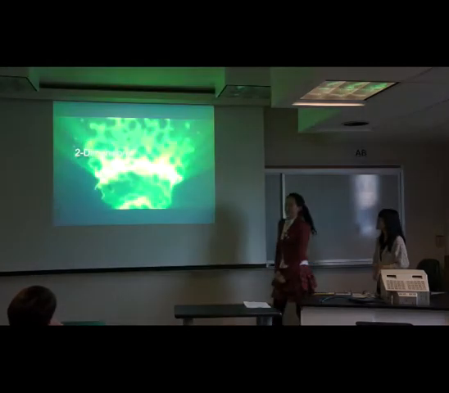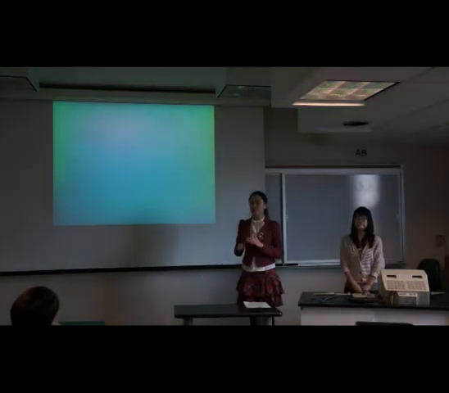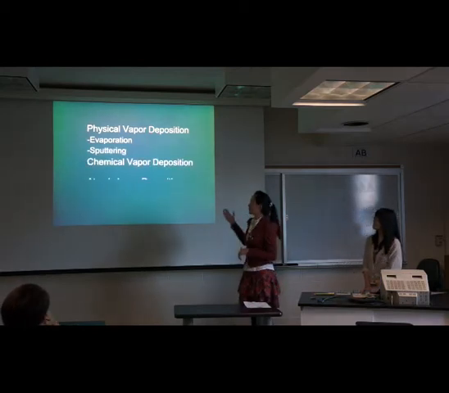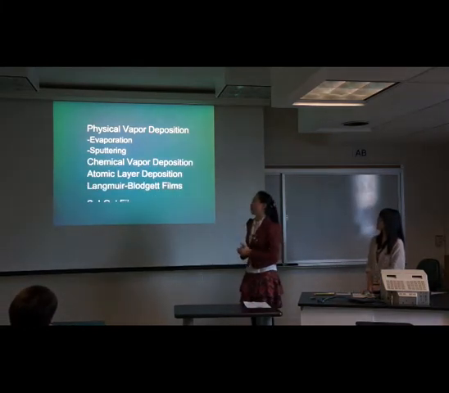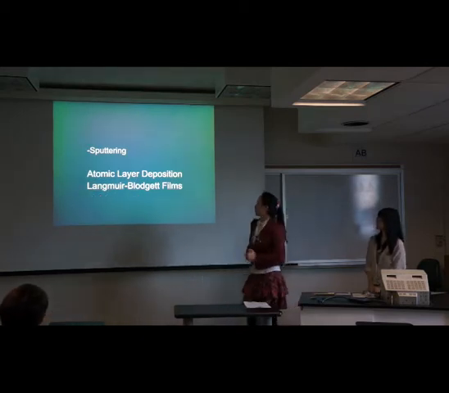And now let's move on to the third part, two-dimensional nanostructures. There are several major methods to synthesize nanofilms, like we list here. But today we would like to show you only three of them, that is sputtering, atomic layer deposition, and Langmuir-Blodgett films.